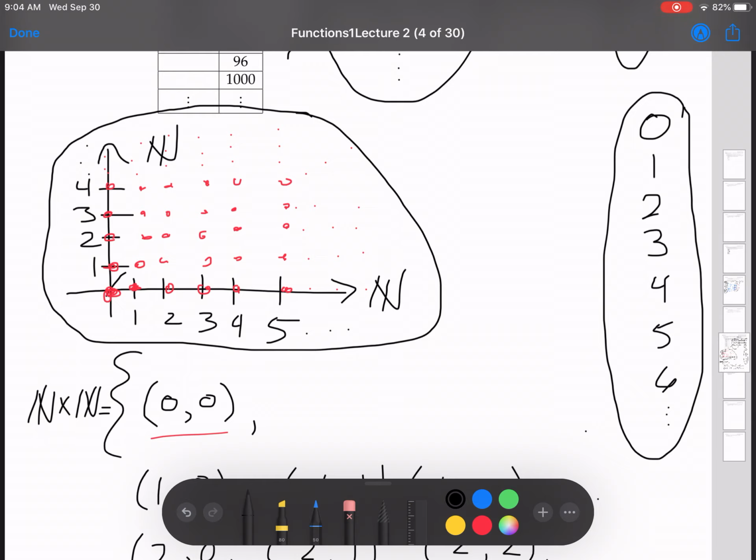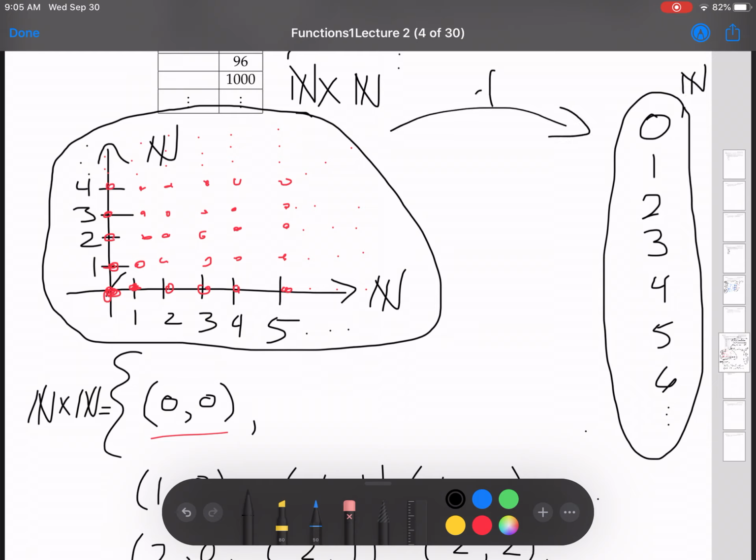All right, so here we have n cross n again. And here we have n. We have our function f that goes from n cross n to n. All right, so remember we just did 0, 0, that's the place of the origin. Nothing new there. Remember that 2 to the 0 times 3 to the 0, that's 1 times 1 or 1. So think of it as this thing goes over to 1.